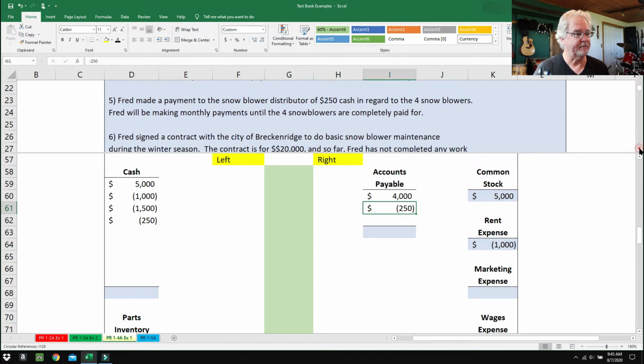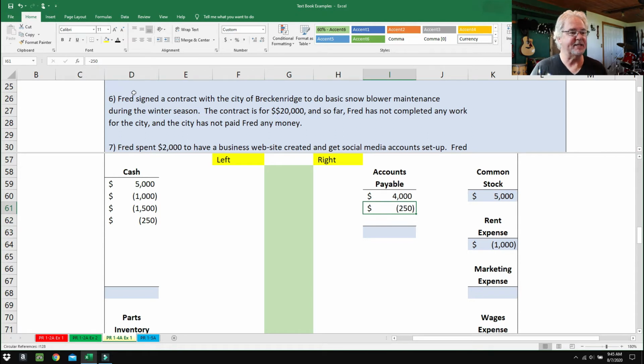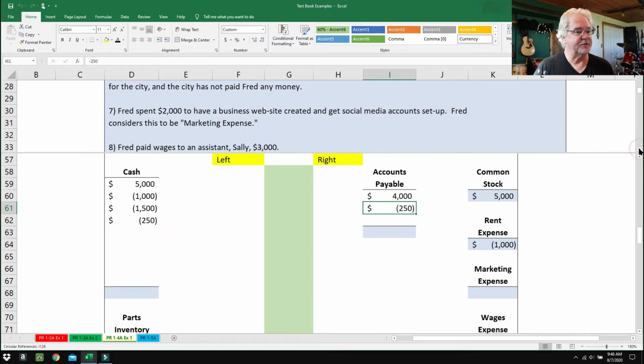It's all good. Now, number 6, Fred signed a contract with the city of Breckenridge. Breckenridge is in Colorado, a beautiful ski town, to do basic snowblower maintenance during the winter season. The contract is for $20,000, and so far, Fred has not completed any work for the city, and the city has not paid Fred any money. Now, Fred has landed a fantastic deal. I mean, this is great for his first month in business, and it'll keep Fred busy during the winter months, and he'll be able to earn $20,000. But so far, no money has changed hands, and no work has been done. So we are not going to record anything because essentially nothing's really happened except for signing the contract. So there we are. So we'll skip that one.